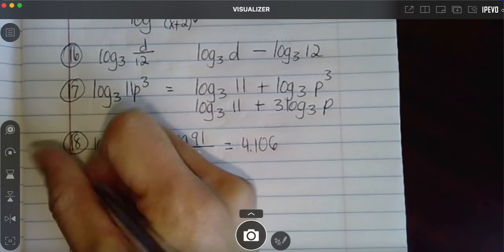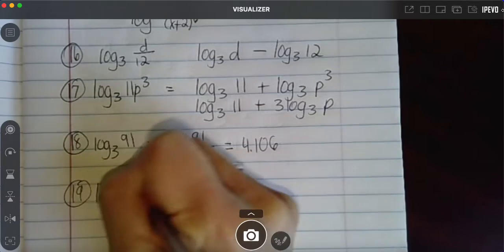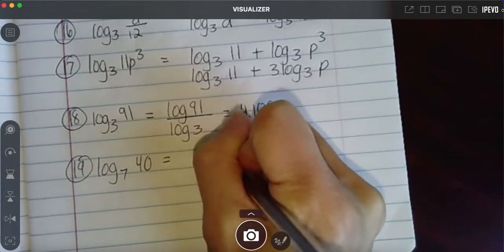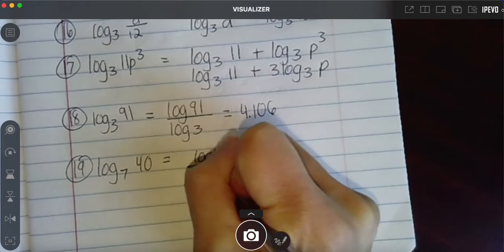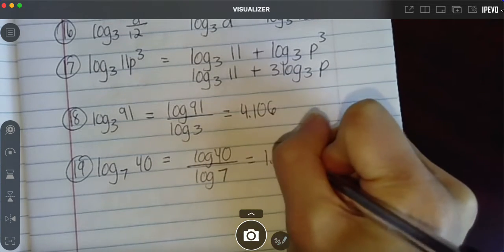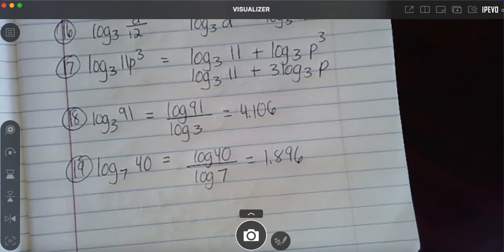19, they said, okay, you've got log base 7 of 40. So you do log of 40 divided by log of 7. And you get 1.896. And when you put that in your calculator, that should be your answer. So that's 1.895 and 1.896. They rounded up on that last one.